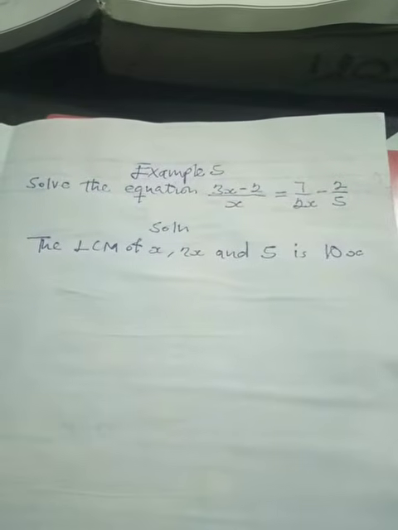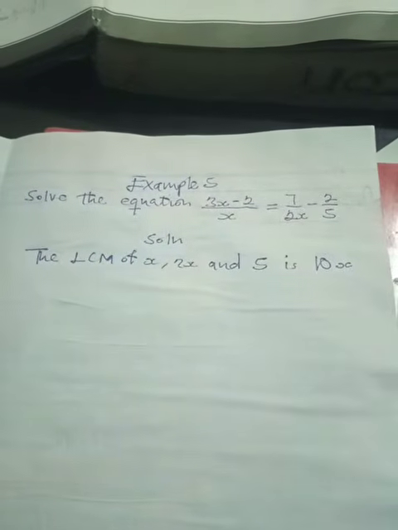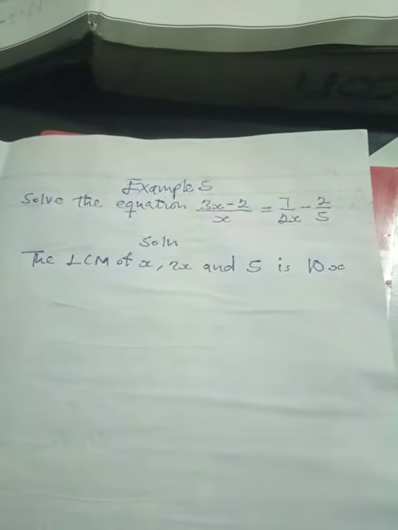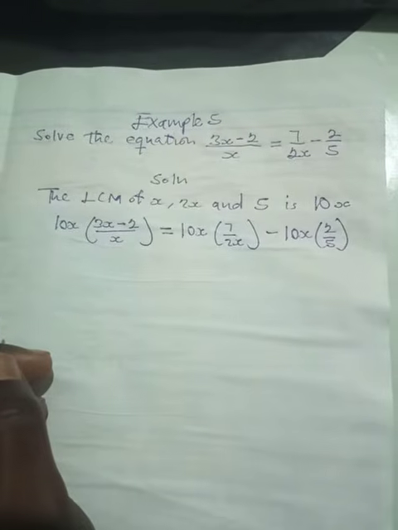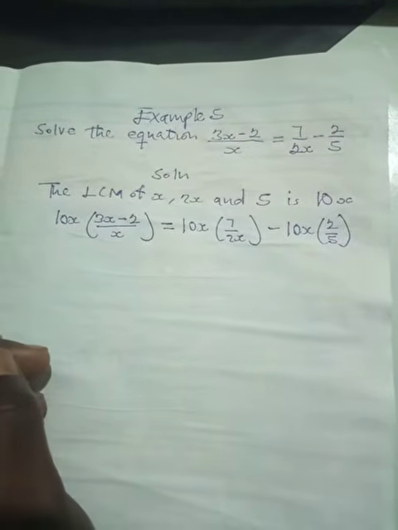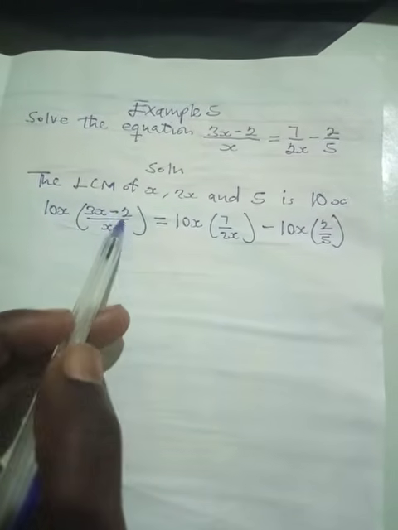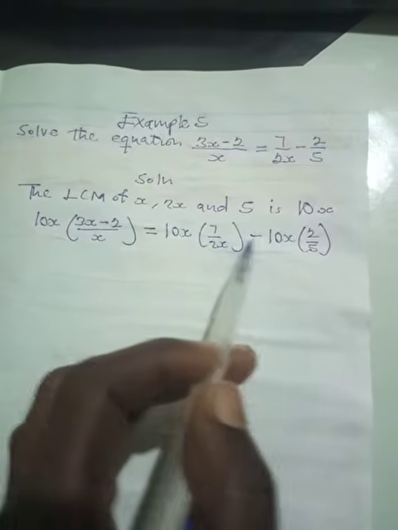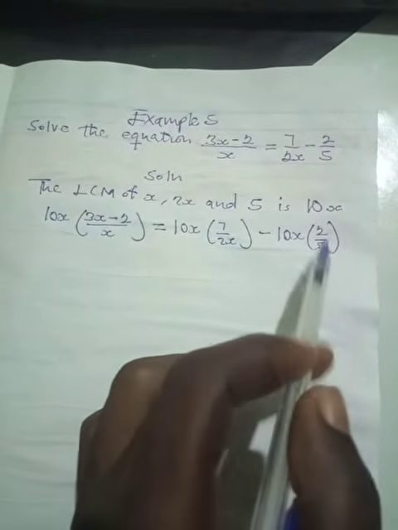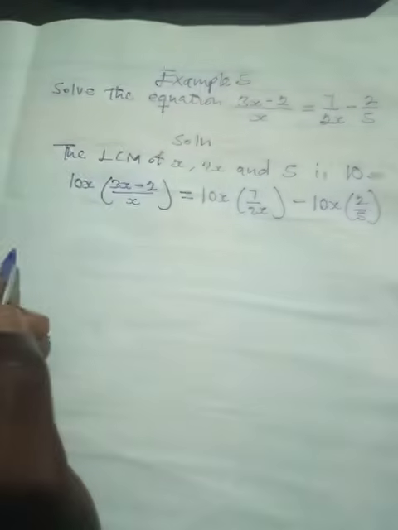So you multiply the LCM, which is 10x, by each of the 3 terms that we have. So the 10x is multiplying the 3x minus 2 over x equal to, then another 10x is multiplying the 7 over 2x, then minus the 10x is multiplying the 2 over 5, right? Now you expand the brackets.